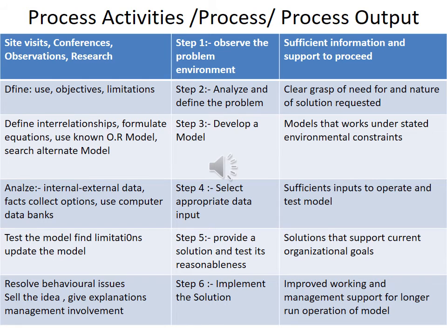So clear grasp of need for the nature of solution requested, models that work under stated environmental constraints, sufficient input to operate and test models, solutions that support current organizational goals, improved working and management support for longer run operation of model is needed. And these are all the activities relating to the process for the output in an operation research system.